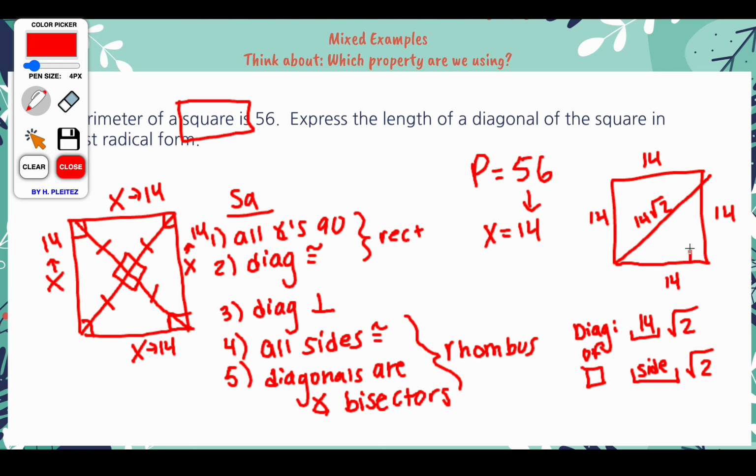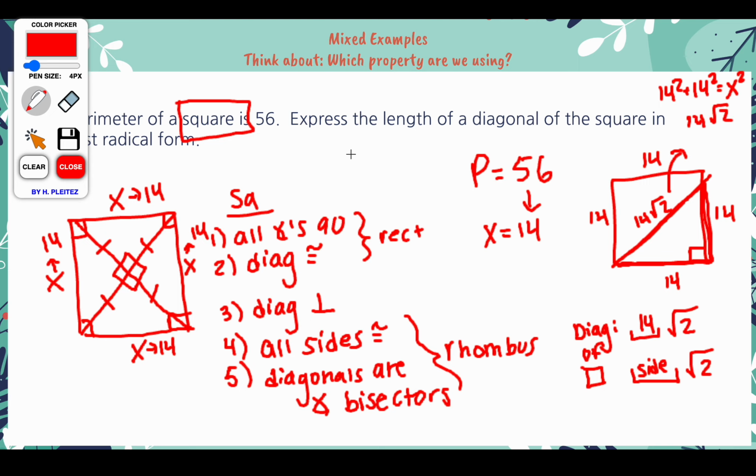But you could also use Pythagorean theorem with this right triangle right here. And if you did do Pythagorean theorem, it would be 14 squared plus 14 squared equals x squared. And when you actually solve that, you will get 14 radical 2.